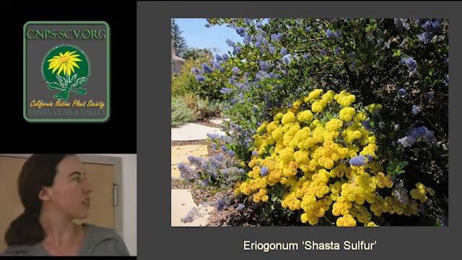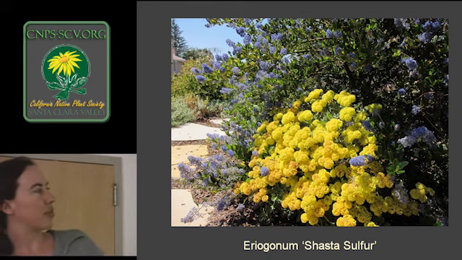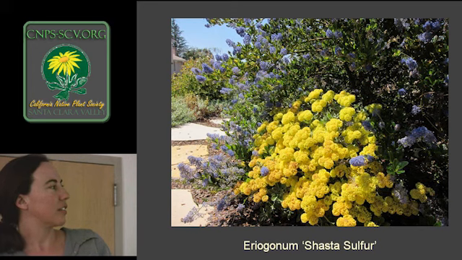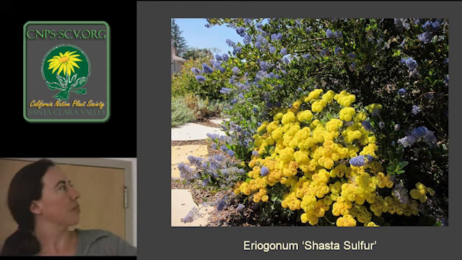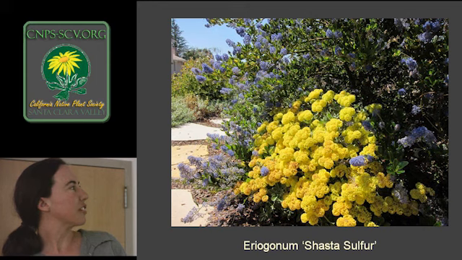So here it's just now starting to brown a little bit in the flowers, so you can see what's to come. All those flowers will turn this nice rusty brown color. It's kind of being enveloped by this Ceanothus.